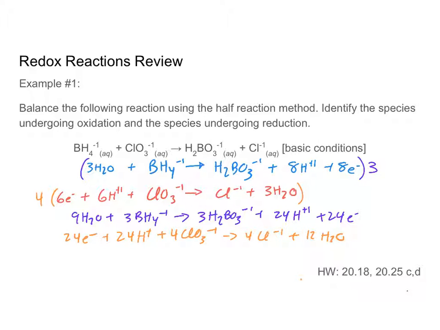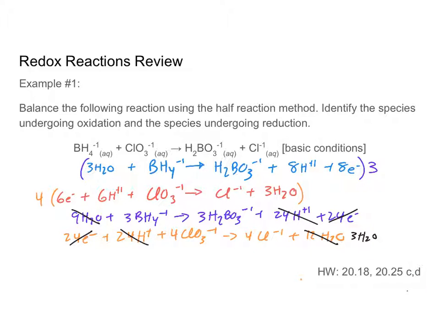Now I'm going to go through and cancel out things I can cancel out. I'm going to start with my electrons. Those cancel out completely. It also so happens that my hydrogens cancel out completely. And when I'm looking at waters, I can get rid of 9 waters here, 9 waters here, and be left with 3 waters here.